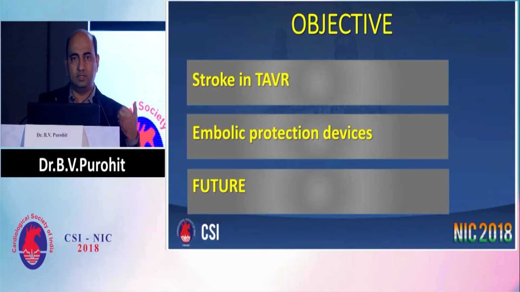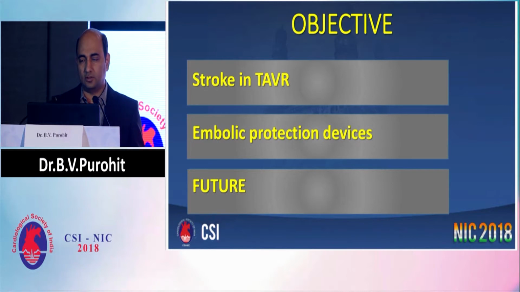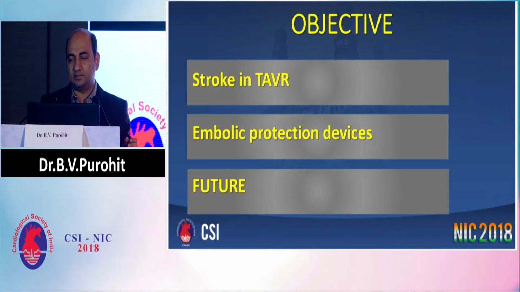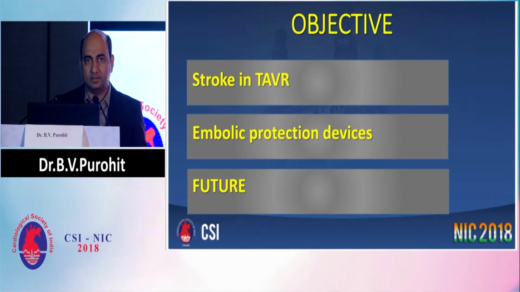Is it just only the morbidity part or something more than that, or what is its impact on the mortality? And this was a meta-analysis, which shows that the 30-day mortality if a patient is having a stroke is almost 28%, which is 4 times more than a person who doesn't have a stroke, which is 6%. So that is the impact of developing a stroke in a patient who is undergoing a TAVR.